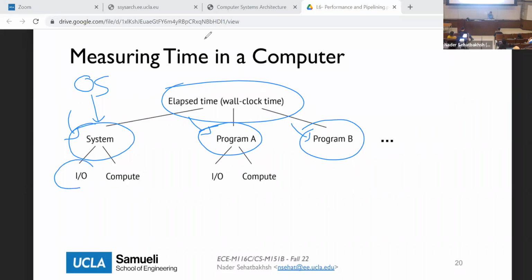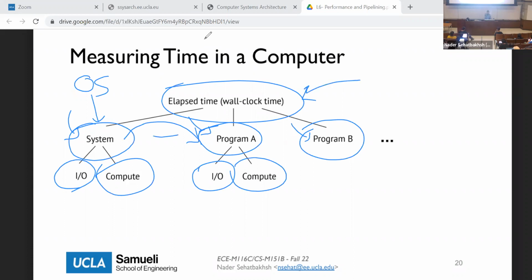This includes some access to the I/O and reading things from the I/O. Also, some form of computation needs to be done by the operating system. Then the control will be passed to the program. And again, inside the program, you might read and write from files, you might do some computations, and so on and so forth. So the time that we see here is a combination of all these things together, okay?